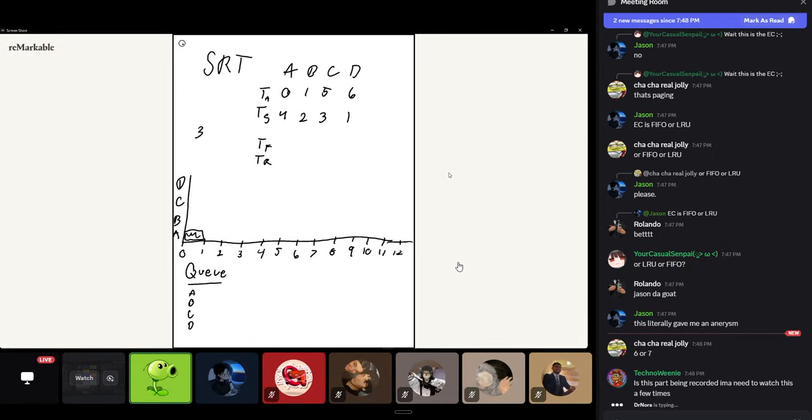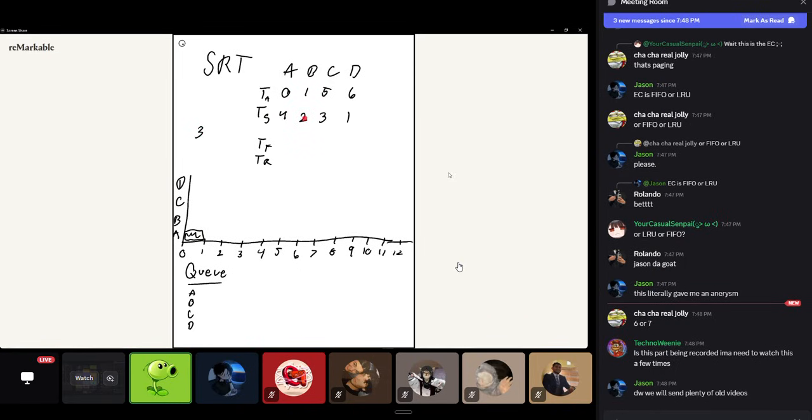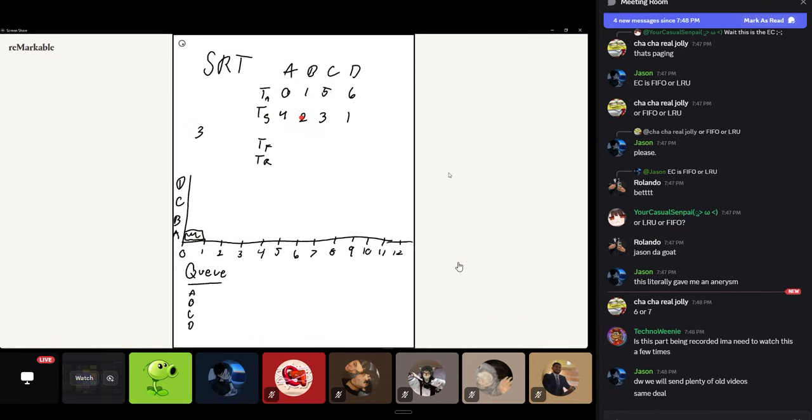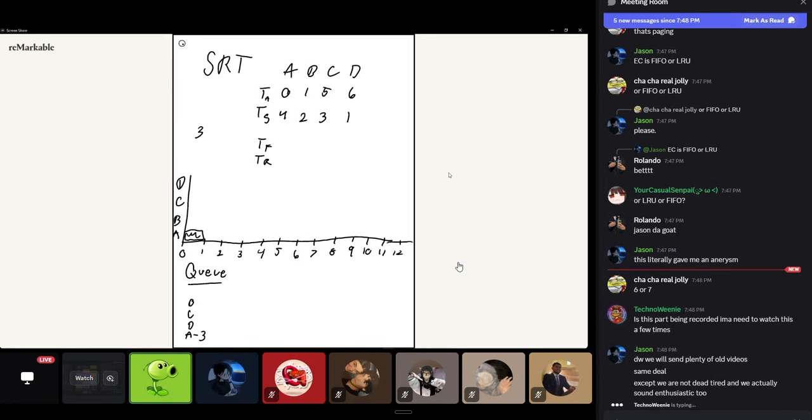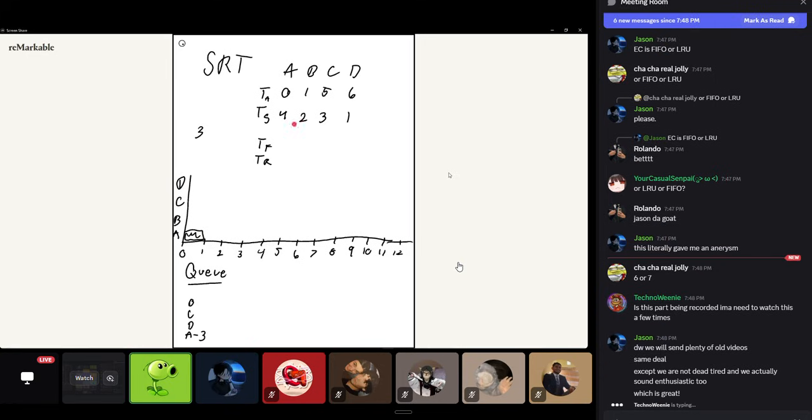3, right? We've done 1 notch. It requires 4, so A has 3 left. How much time does B have? B has 2 left. So we're going to take our A and move it to the back of our queue with 3 left. And now B is going to take priority.